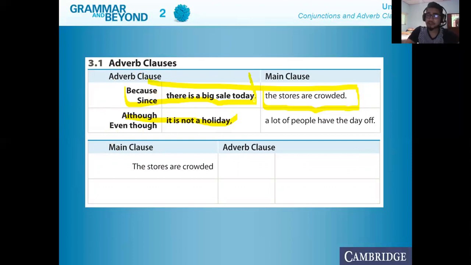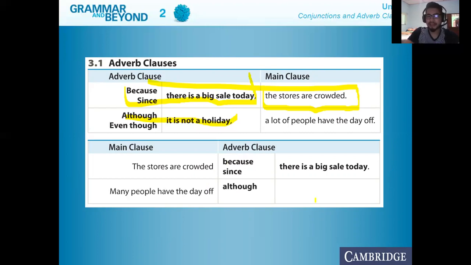The other way around, in which we're going to use the adverb clauses at the end and not at the beginning, you can say, the stores are crowded because there is a big sale today. Because there is a big sale today. Notice that when we use it in this way, you don't need a comma at the end, okay? The comma is only used when you have the adverb clause at the beginning. And we have the same examples all over again.